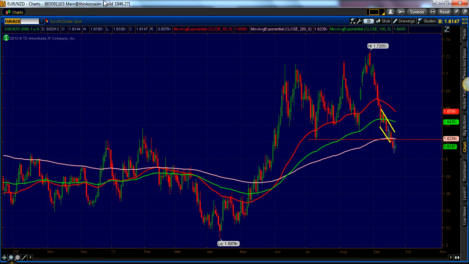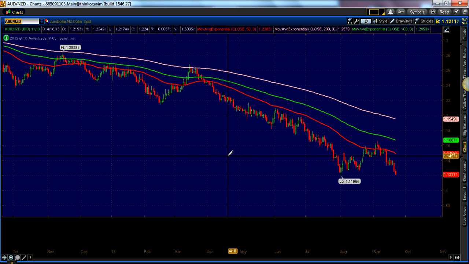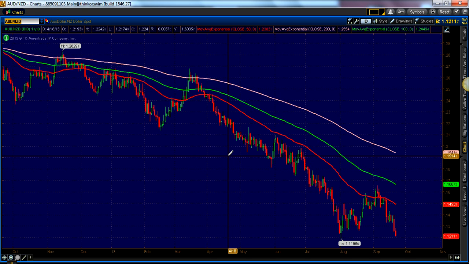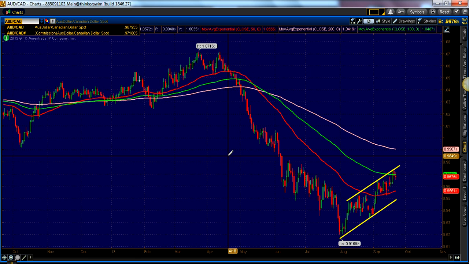Alright, Euro Kiwi was looking for the opportunity to break out here. Didn't quite manage to do it, but you can see this doji here on Thursday could be the sign of a move back to the upside in the offing. Aussie Kiwi, one of my least favorite pairs. Watch out for the double bottom at, sorry, 111.96. Misread that.